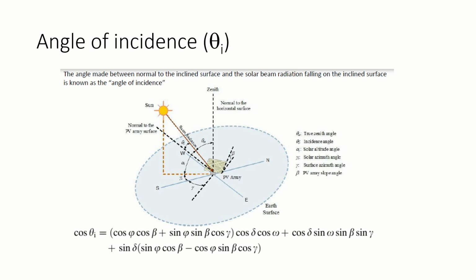Angle of incidence, theta I. It is the angle between the normal to the inclined surface and the solar beam radiation falling on the inclined surface. The formula of theta I is mentioned here. Cos theta I is found out. Here φ is the location latitude, beta is the tilt angle, and gamma is the surface azimuth angle.